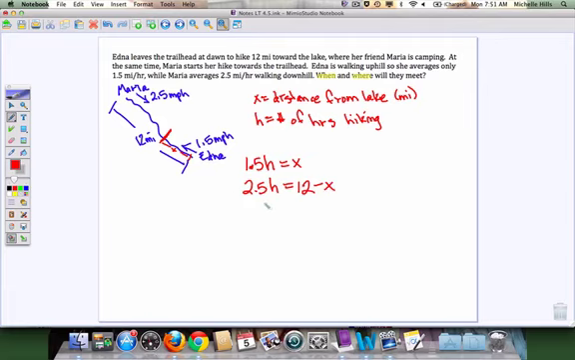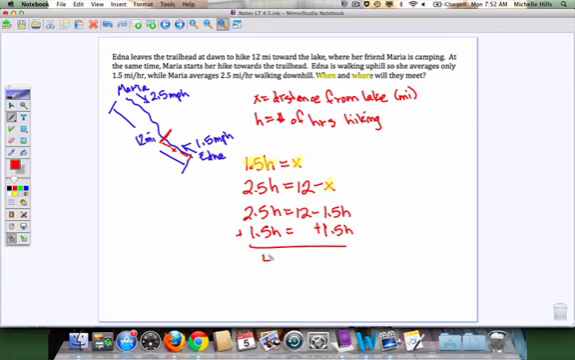At this point, I can either use substitution or elimination to solve this system of equations. I'm going to choose to use substitution because x, I know, has a value of 1.5h, and so when I see a variable that's isolated like that, I like to use substitution. So where I see x in the second equation, I will substitute 1.5h in its place. So 2.5h equals 12 minus 1.5h. Now I'm going to add 1.5h to both sides of the equation to move the variable to the left and eliminate it on the right.